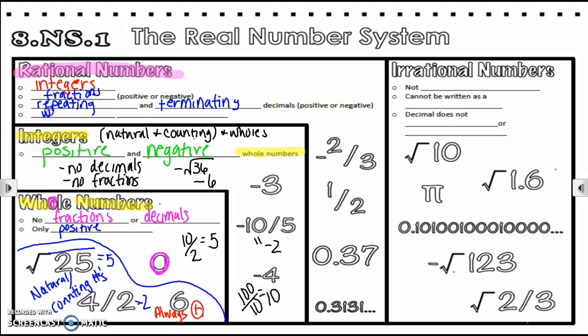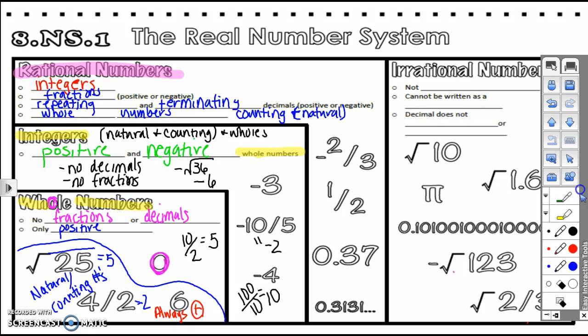And they're whole numbers and counting numbers or natural numbers. So grab your calculator because now it's time. Counting and natural numbers are used interchangeably. So let's check it out.